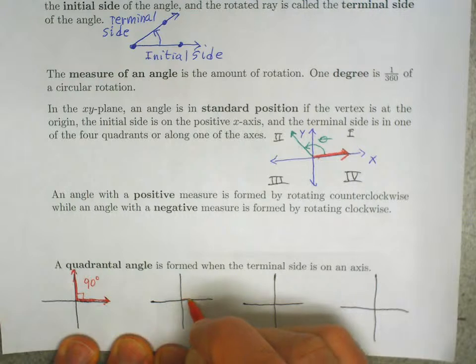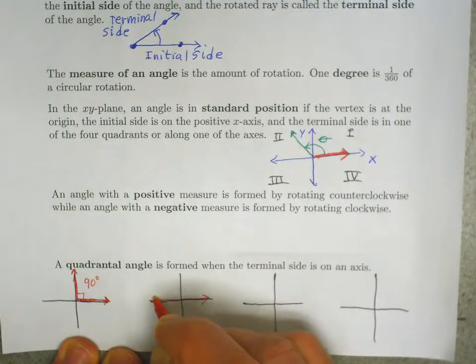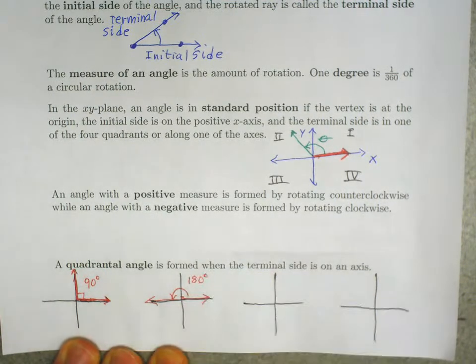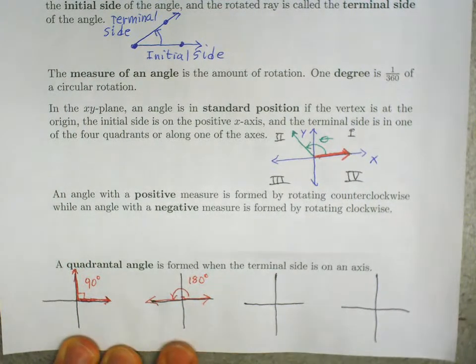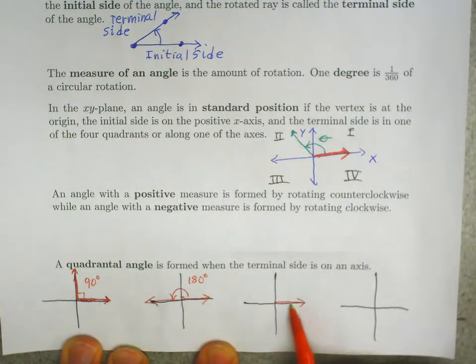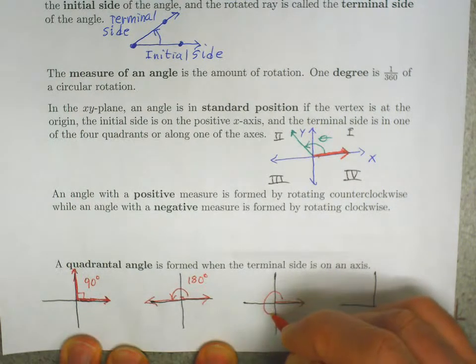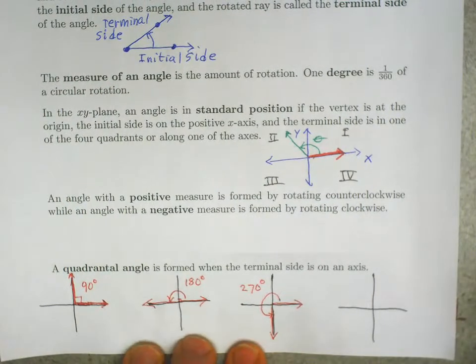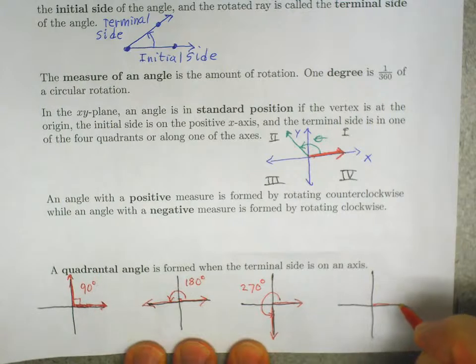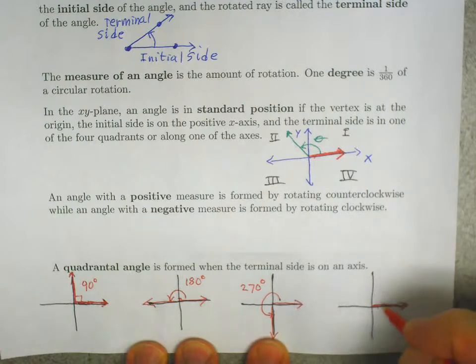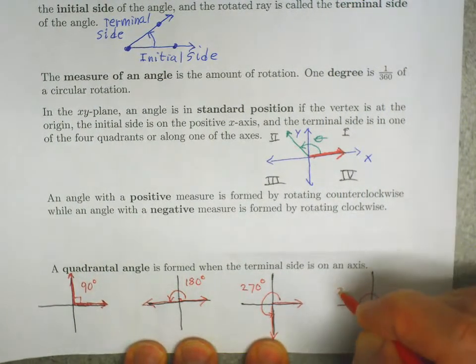Another quadrantal angle: if you move counterclockwise 180 degrees, well, this is also a quadrantal angle because the terminal side is on an axis. And then in the third case, if we have the initial side on the positive x-axis and rotate 270 degrees so that the terminal side is on the negative y-axis, this is 270 degrees. That's another quadrantal angle. And then if you have one full rotation where the initial side and the terminal side are both on the positive x-axis, then that is a 360-degree rotation.